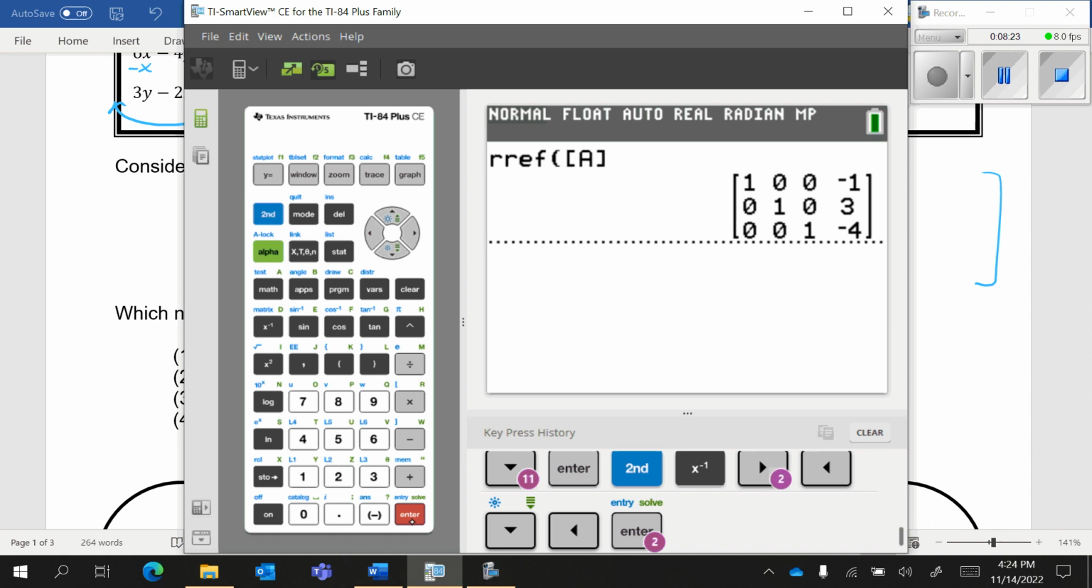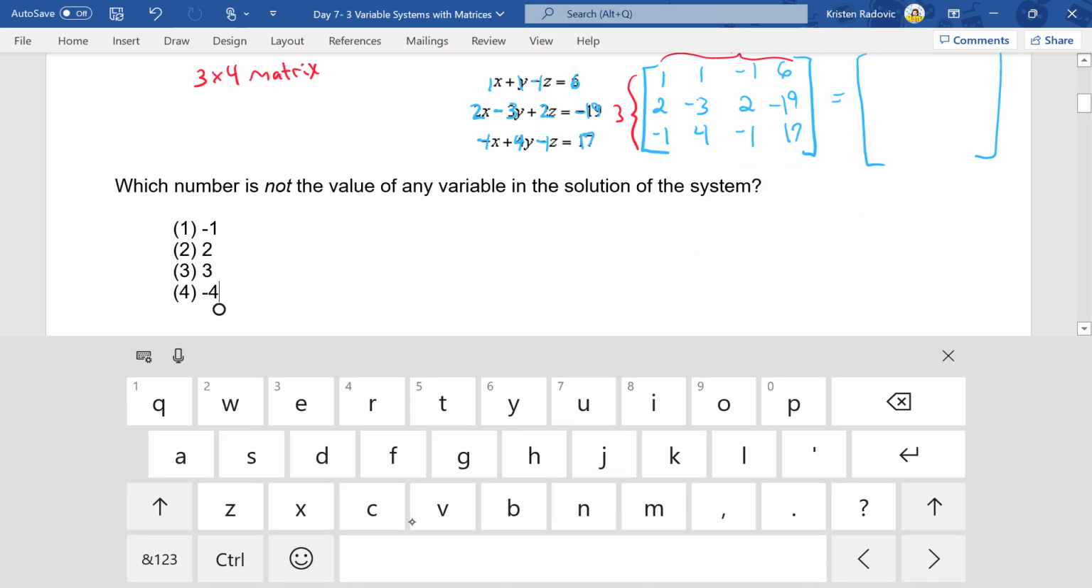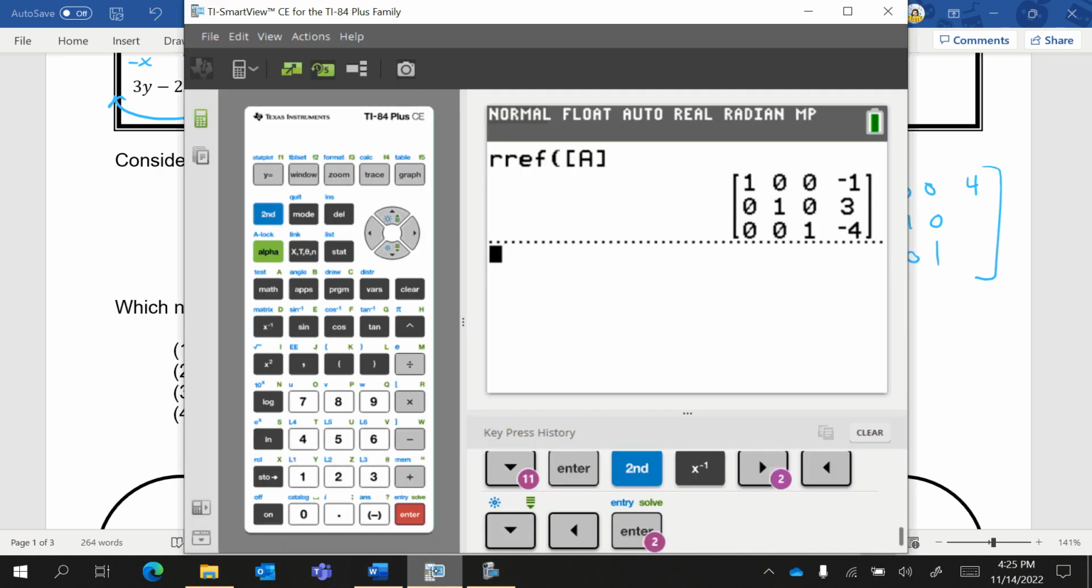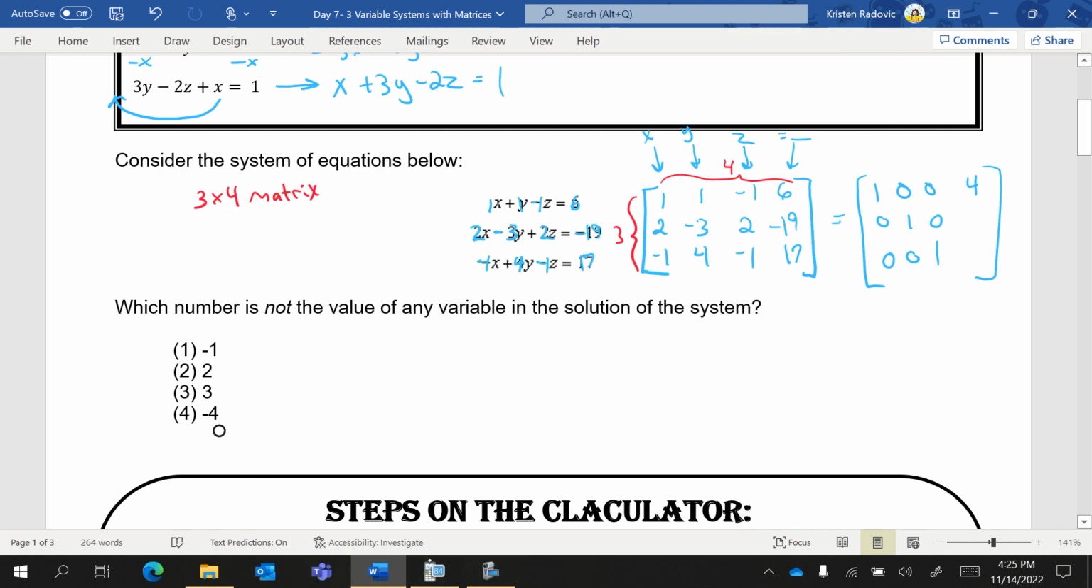I'm going to copy this down. So I have 1, 0, 0, 4. Oops. And my numbers were, oh, that was definitely not copied down right. Negative 1, 3, negative 4. There we go.